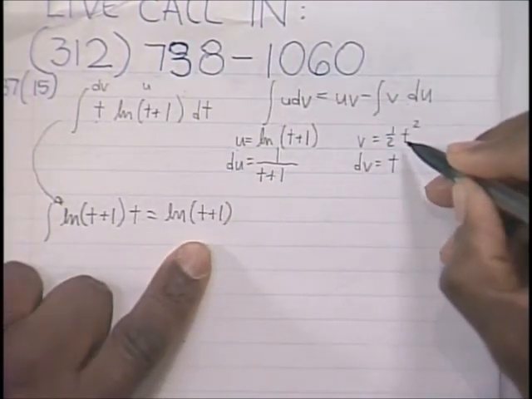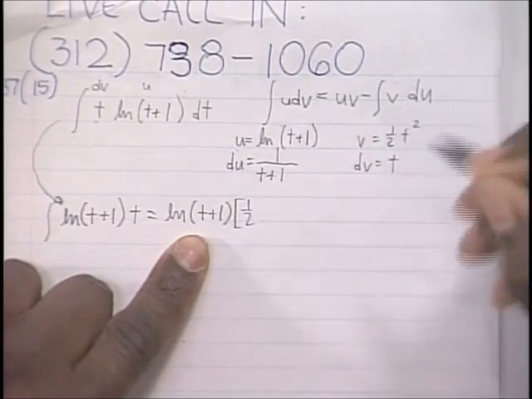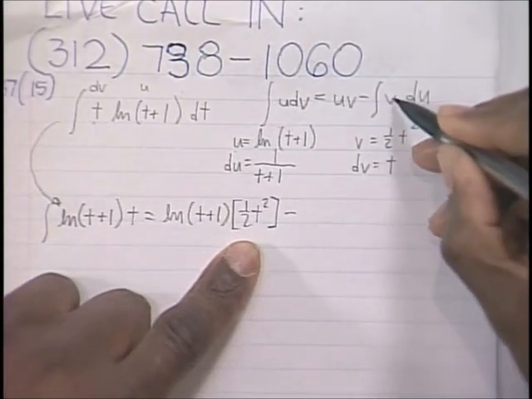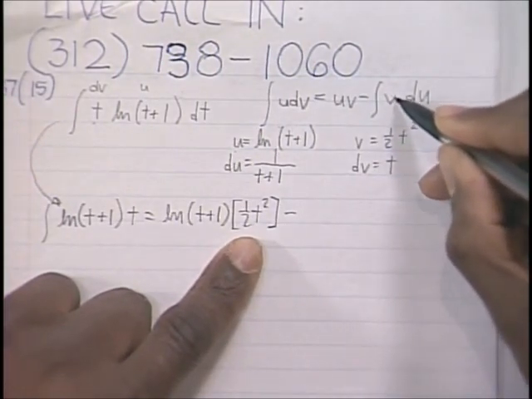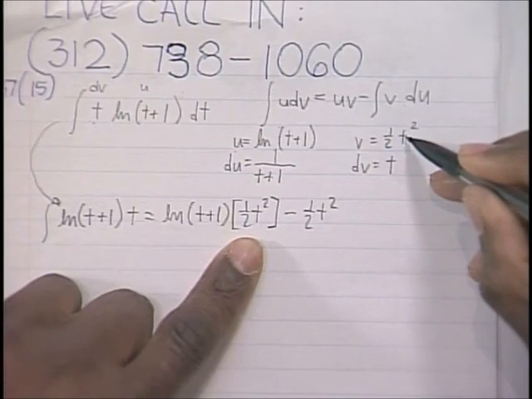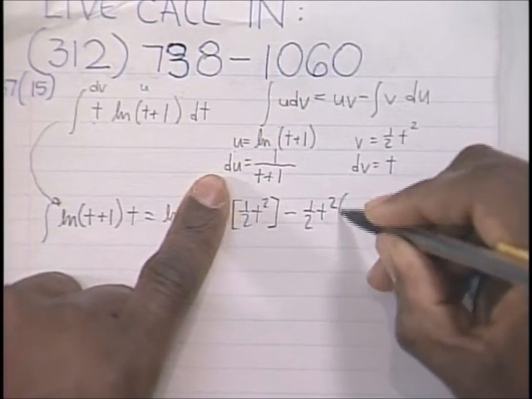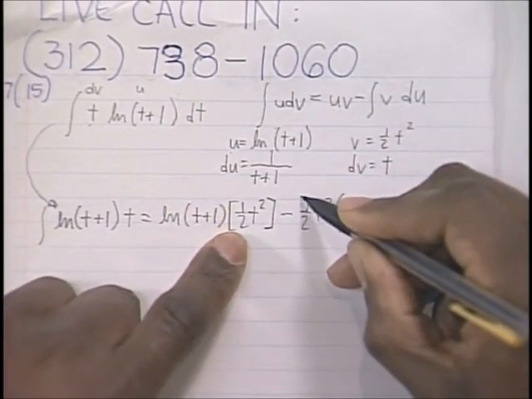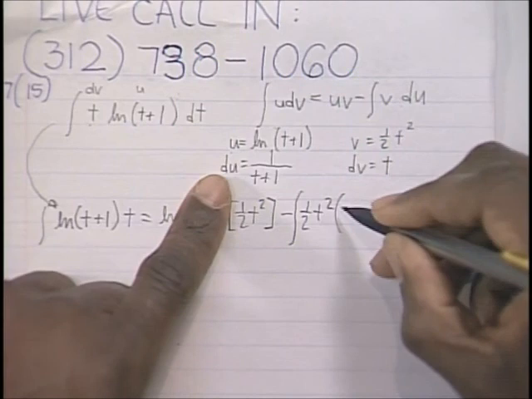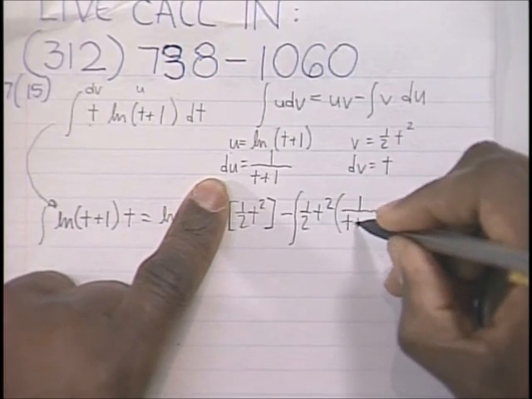V is half t squared, minus the antiderivative of v, which is half t squared, times du, and our du was 1 over t plus 1.